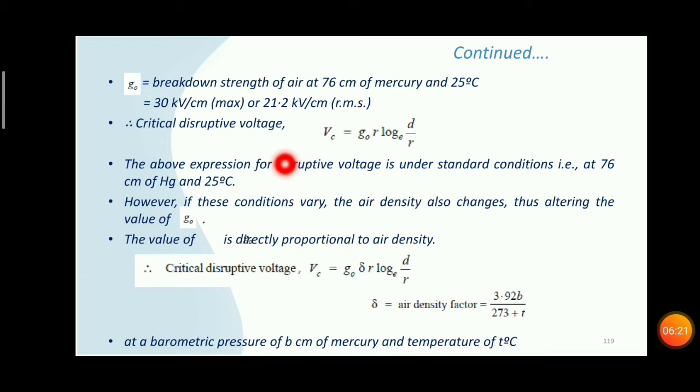But G0 also depends on the critical disruptive voltage, and it also depends on the density of air. In order to accommodate that, we can write critical disruptive voltage Vc equal to G0 delta R log D by R, where delta is the air density, which depends on the pressure and temperature. b is the pressure and t is the temperature.